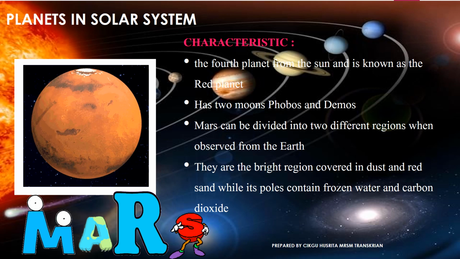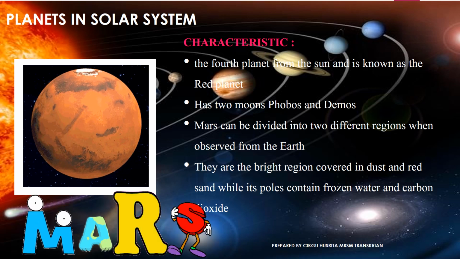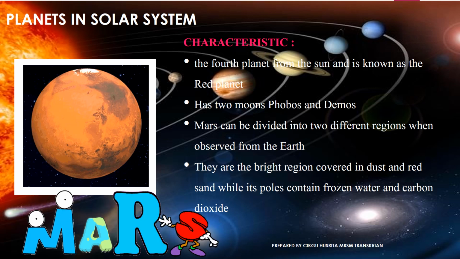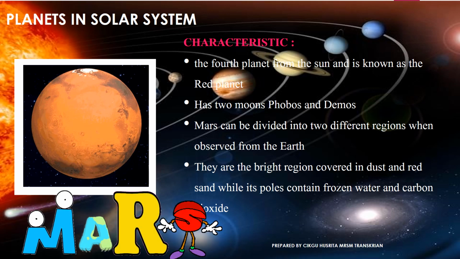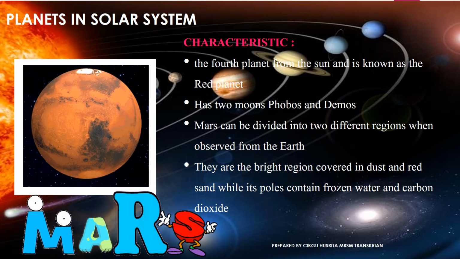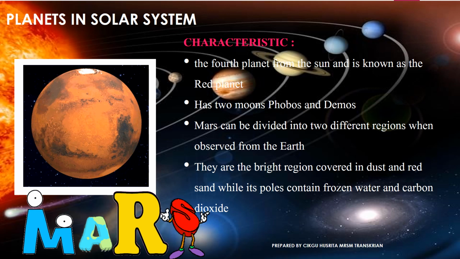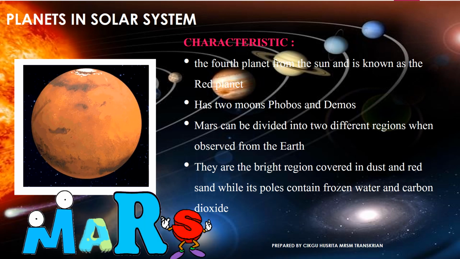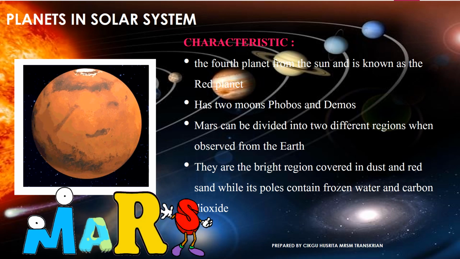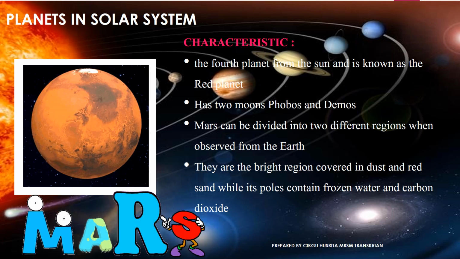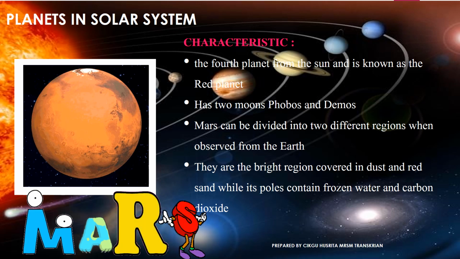The fourth planet from the Sun is known as the red planet. We call it Mars. Mars has 2 moons, called Phobos and Deimos. Mars can be divided into two different regions when observed from the Earth. They are the bright region, which is covered in dust and red sand, while its poles contain frozen water and carbon dioxide. This is Mars.